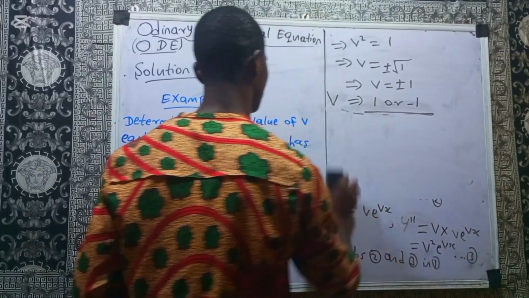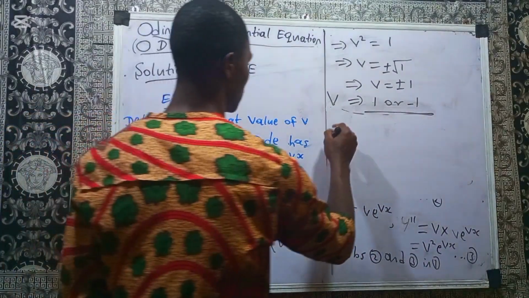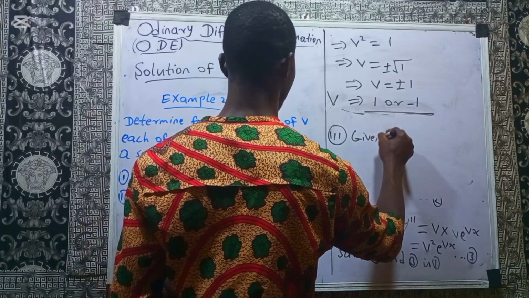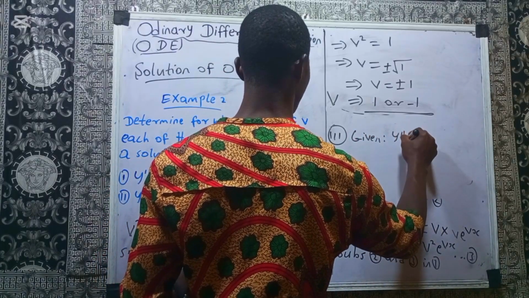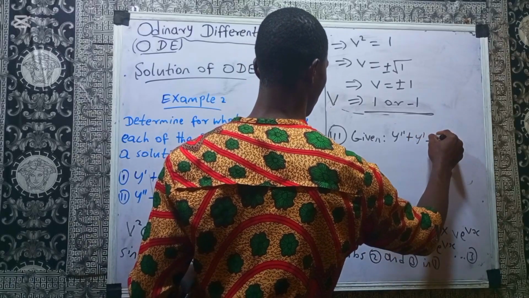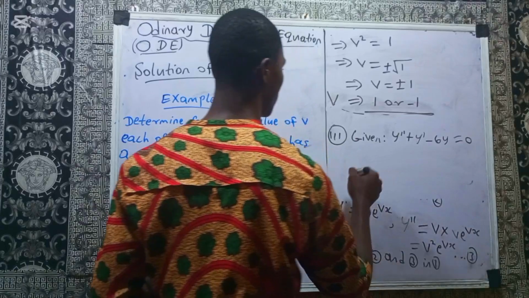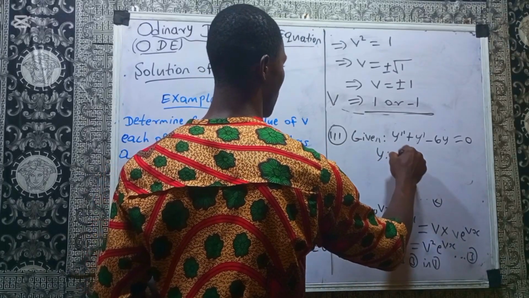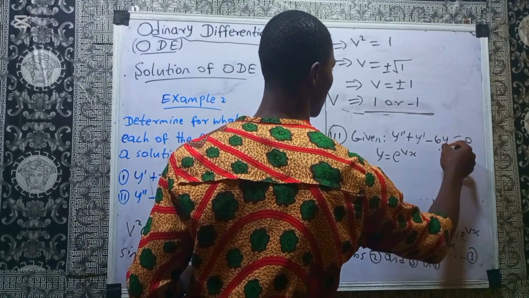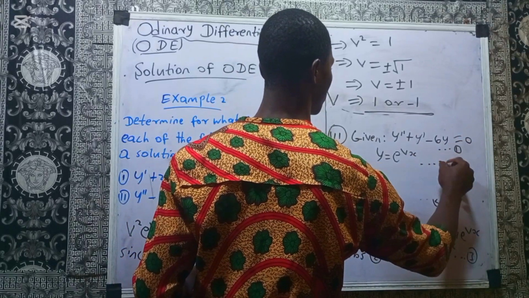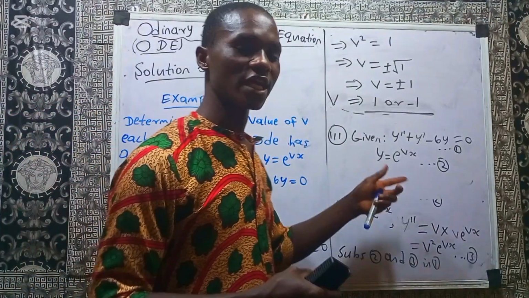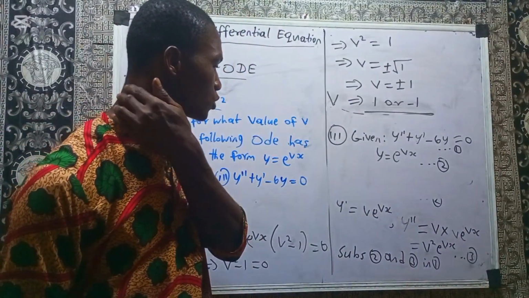Let's look at the third question. So for the third question, we are given that y prime prime plus y prime minus 6y is equals to 0, right? Then the solution given to us is y equals exponential vx, right? So this one I can call it equation 1, and this one I call it equation 2, as we did earlier, right? So now this is a solution to the given ODE.